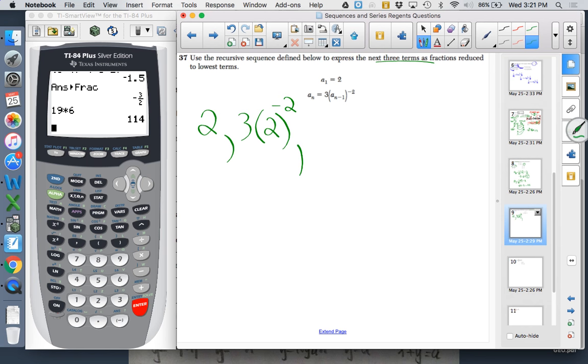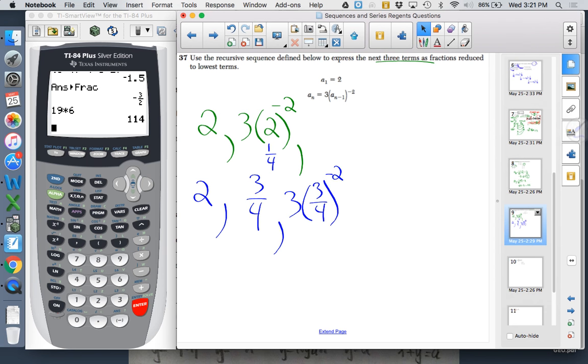After that, well, we're going to need this term. Hold on. So 2 to the negative 2 will be 1/4. So this whole second term is 3/4. All right, so that's our sequence so far: 2, comma, 3/4. Setting it up again: 3 times the previous term to the negative 2.